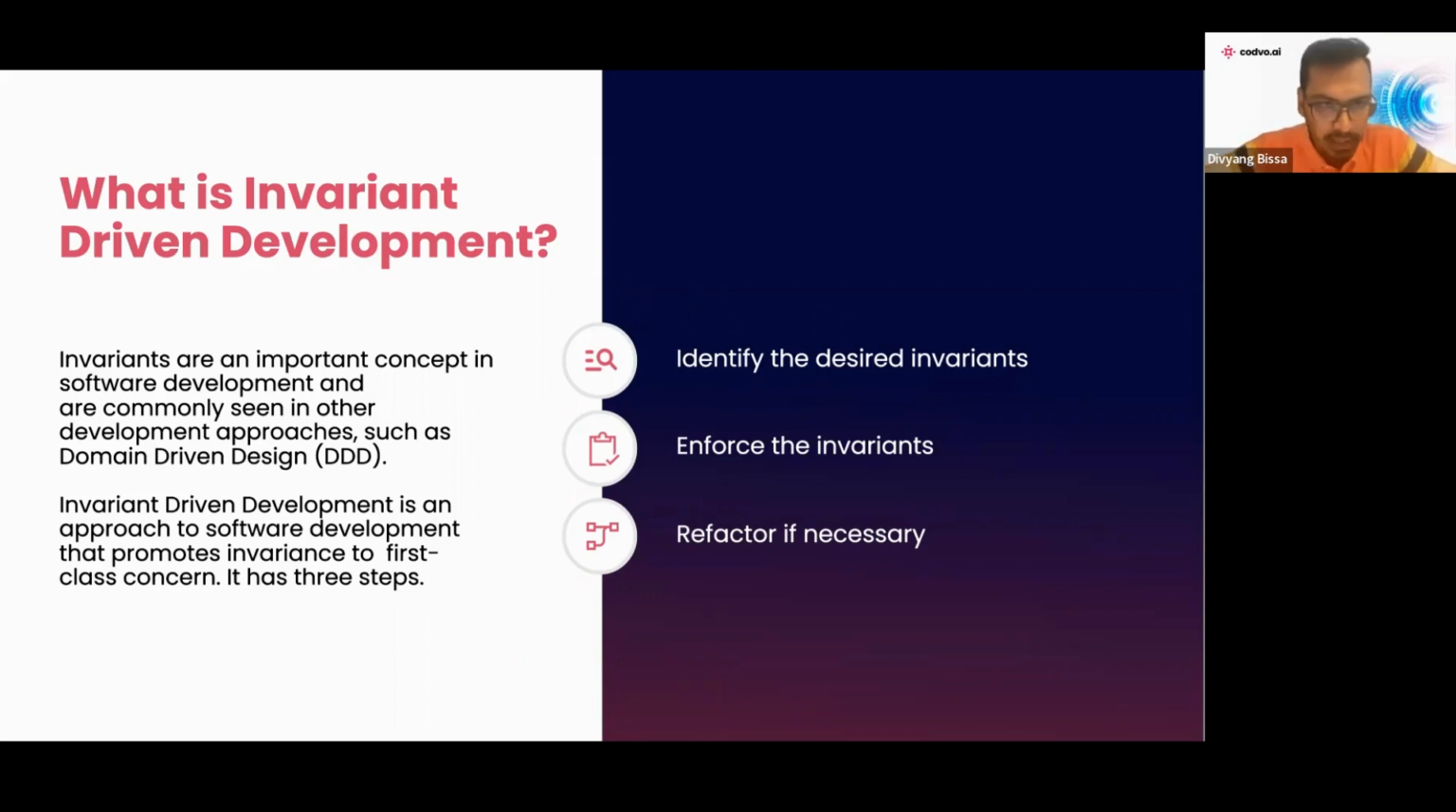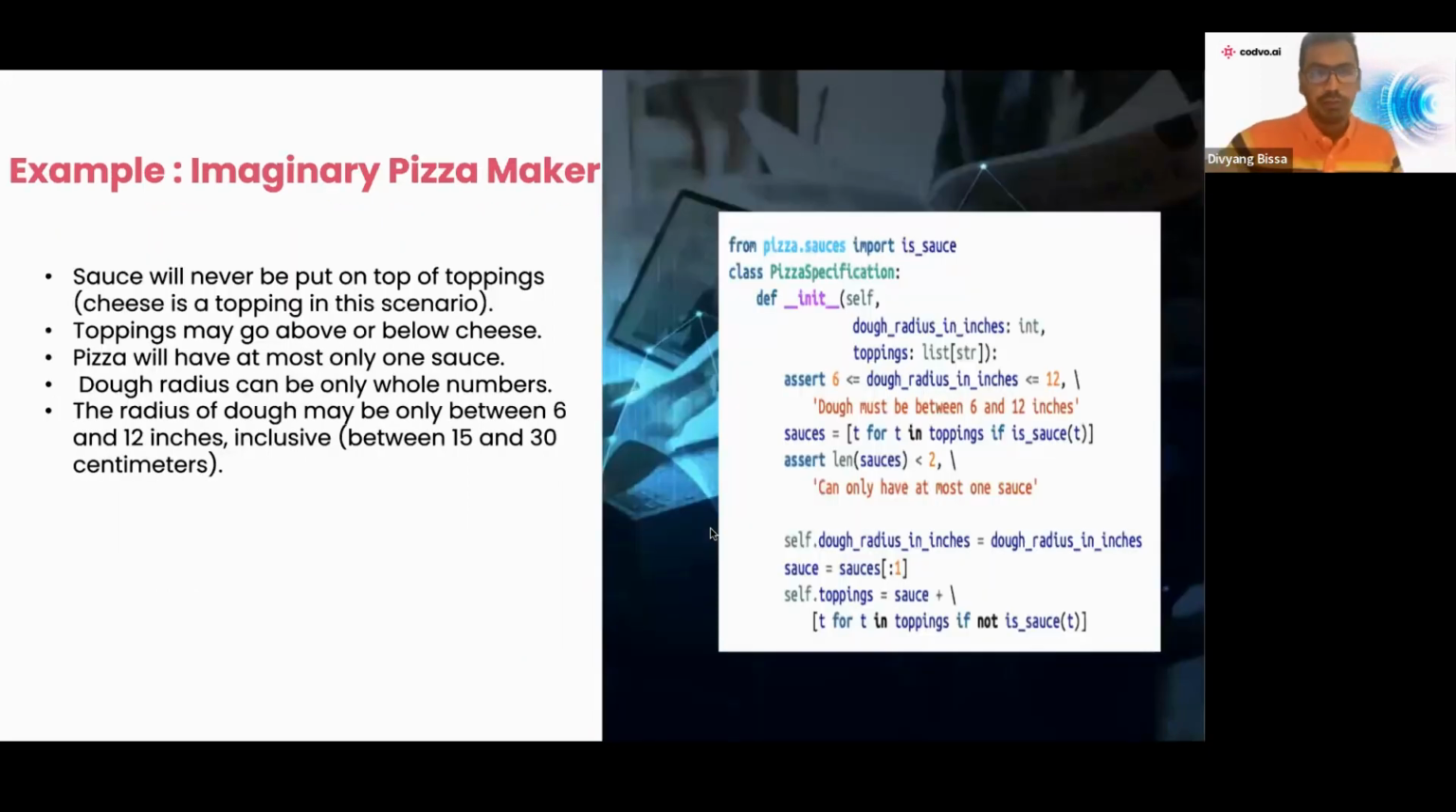Moving on to the next slide, I will be giving the example of an imaginary pizza maker. It is more of a hypothetical example over here, right? This can be found in the references we will be sharing. But if you look through this Pythonic code, I'll brief it one by one so that we can understand what exactly the invariants were that we were talking about, right?